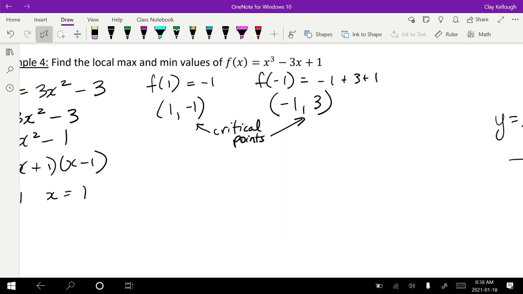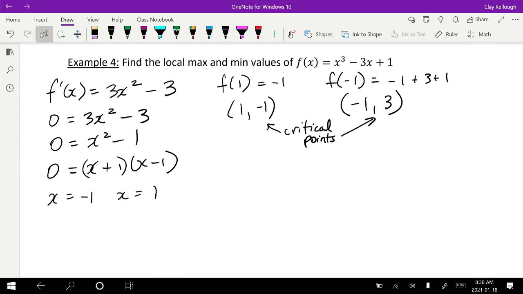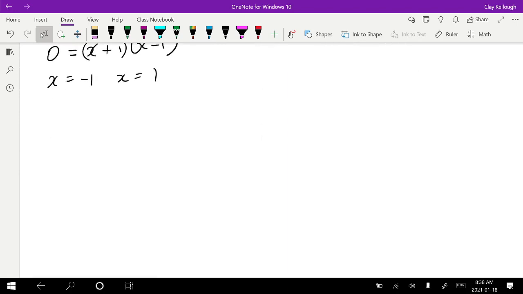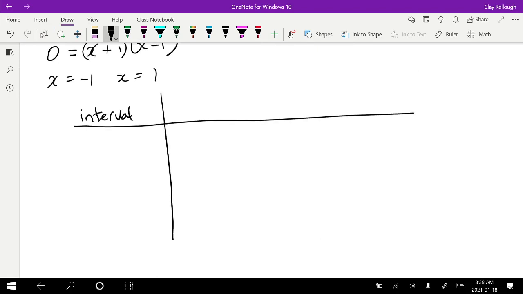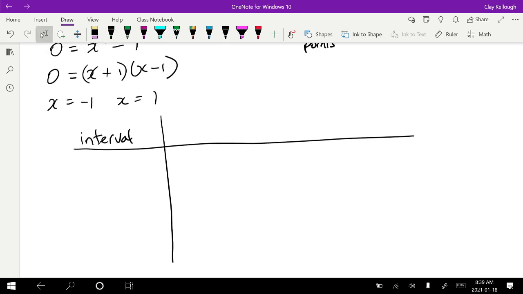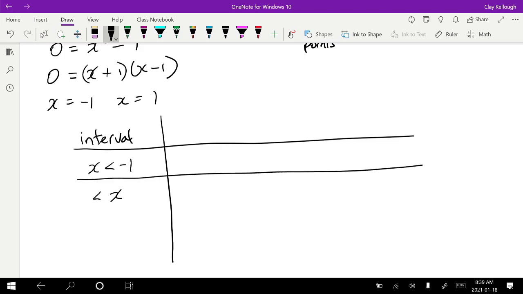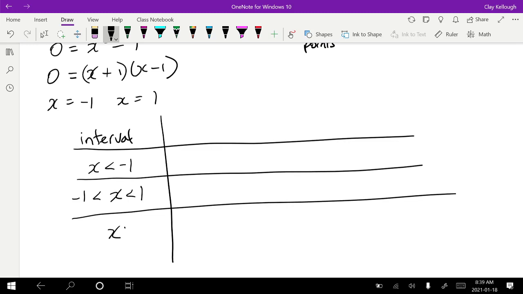So the way I'm going to figure that out is, again, to set up one of those interval diagrams or interval charts, whatever you want to call them. So my intervals are, okay, so what happens? The critical points are negative 1 and 1. So what happens when x goes to the left of negative 1, that's one interval. Then I have an interval between negative 1 and the next one, which is 1. And then I have an interval after 1.